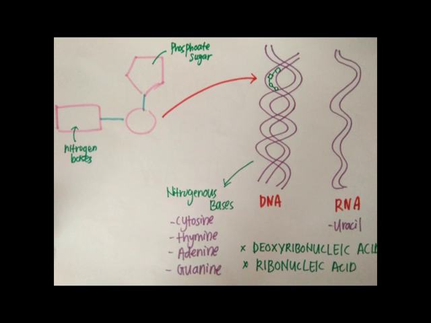The next is purines. Purines have six-membered rings fused to five-membered rings, like adenine and guanine. There are three types of main RNA, which are messenger RNA, ribosomal RNA, and transfer RNA.